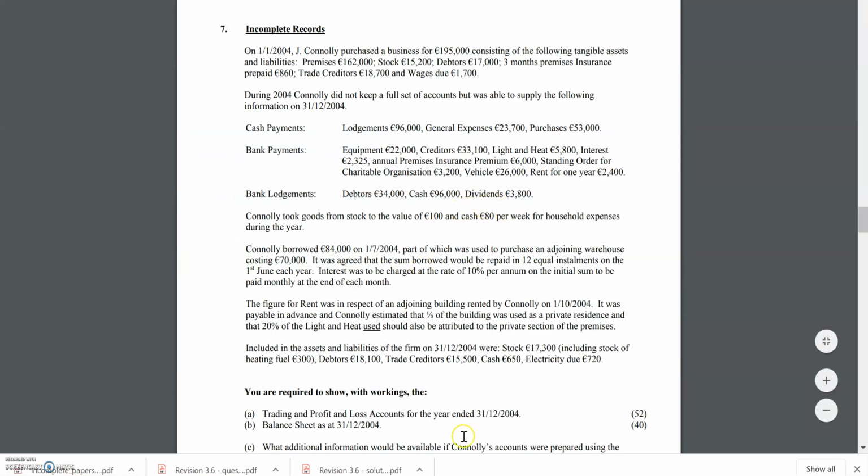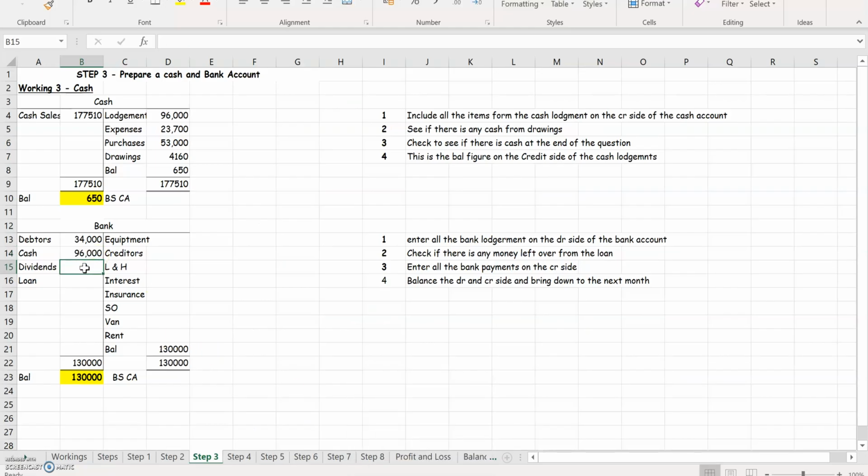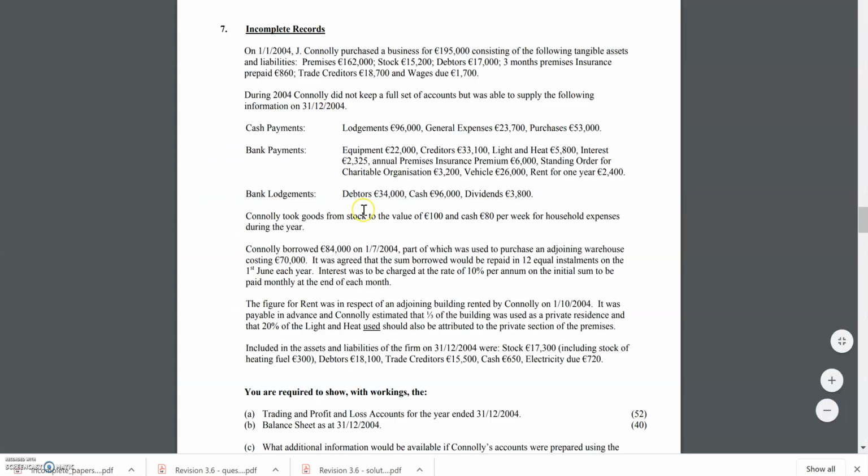Next thing then, we've got dividends of 3,800. So we received dividends of 3,800. So we put that into our bank. Check if there is any money left over from a loan. So sometimes they'll give you a loan. So Connolly borrowed 84,000 on the 1st of the 7th, 2004, part of which was to purchase an adjoining warehouse costing 70,000. So we got a loan. He used some of that loan to buy a warehouse, and then we've some money left over. So we have 14,000 left over.